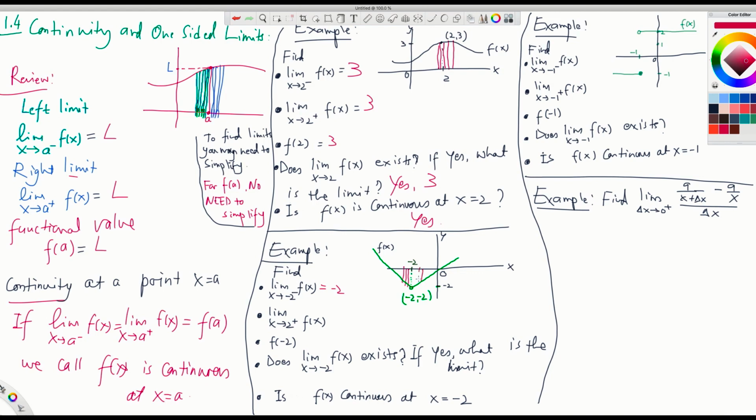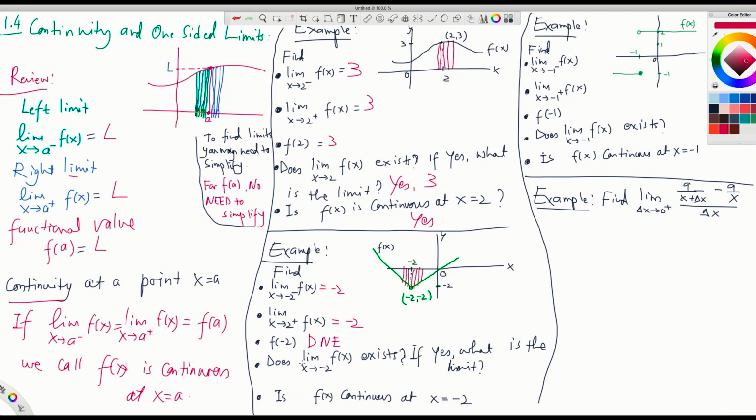If you go to -2 from the right side, the height is almost equal to -2 again. How about f at -2? Meaning, what is the height of the function at -2? Since it is the open circle, it does not exist, DNE. So the functional value does not exist.